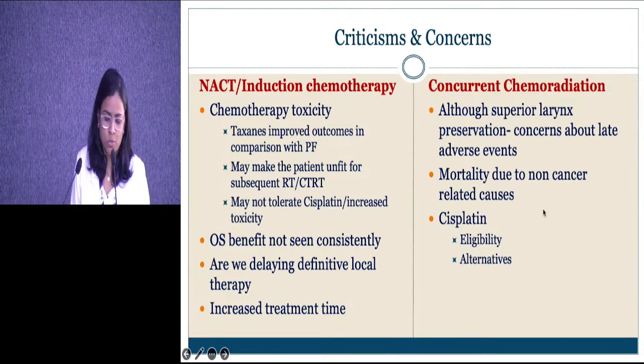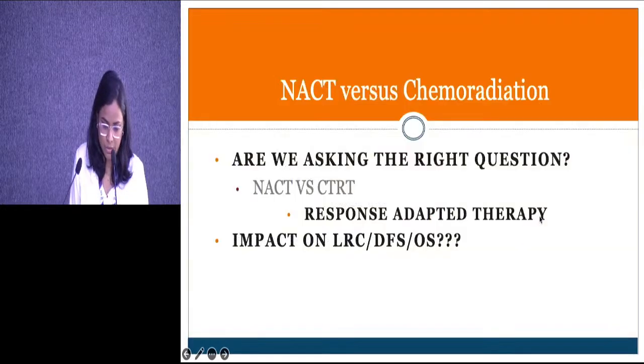And of course, when we use cisplatin, we know that there is, although it is not a large number, there are some patients who do have residual renal dysfunction, have metabolic syndrome and other issues related to cisplatin use in the long term, even with good disease control.